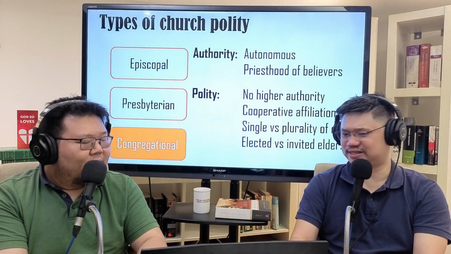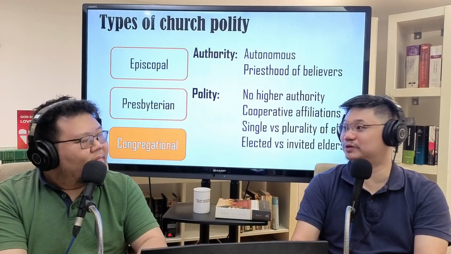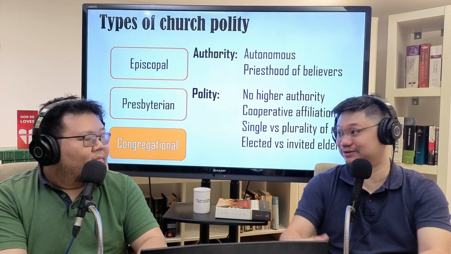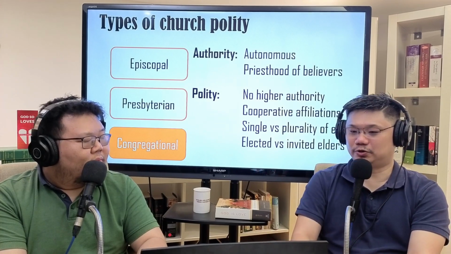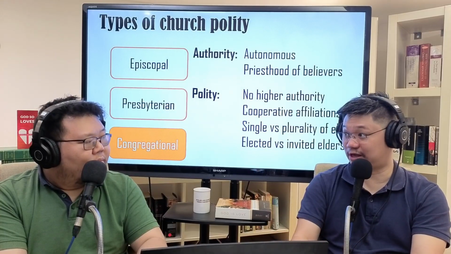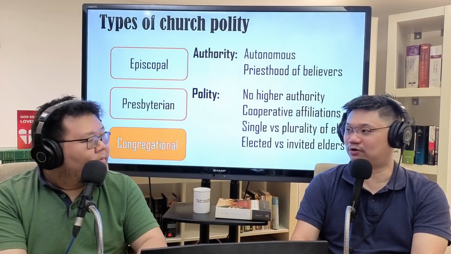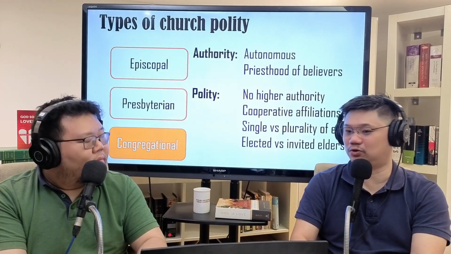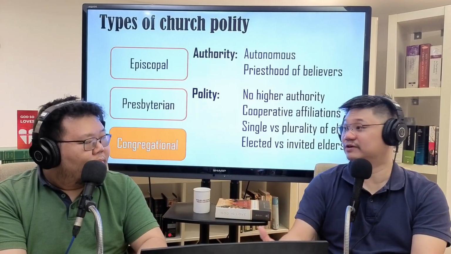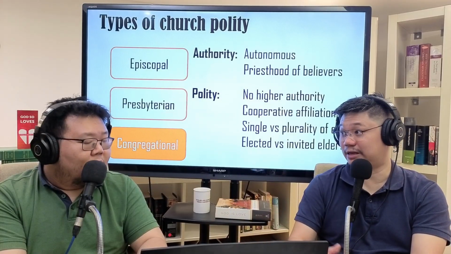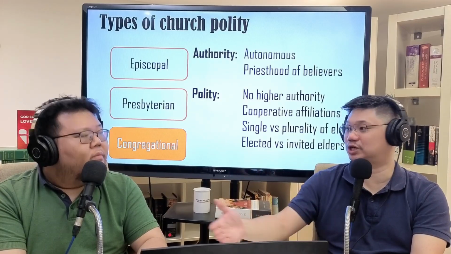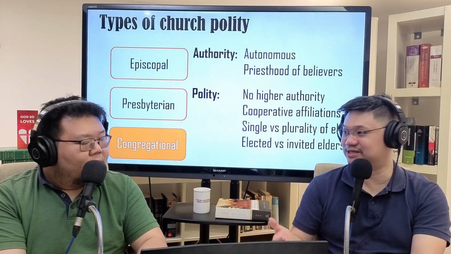In such a setting, usually you would emphasize more the priesthood of believers, because you don't really have external resources to tap into. Your church is your church. So in this kind of church polity, again, there is no higher authority than the local congregation. But of course, the local congregation doesn't have to always stand alone. It can voluntarily join cooperative affiliations that are non-binding in a lot of ways. It is not a structure over you, but a fellowship and affiliation to share resources and things like that.